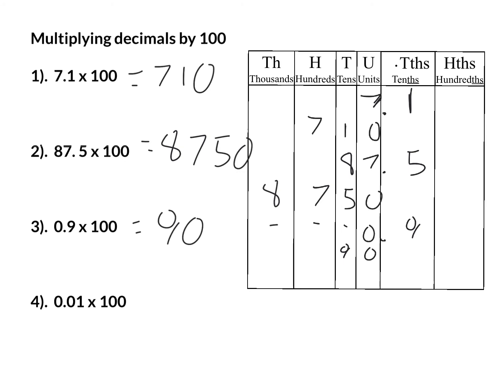0.01 times 100. Okay, give myself some room here. So 0.01. So you have no units, you have no tenths, and you have 100, and you move everything over 2 places to the left, means that you have 1 unit. Okay, your answer is 1. When you think about that, you're multiplying 1/100th of 1 by 100, so you're bringing it up to 1. Okay, the next slide will be some questions that I want you to complete on your own.